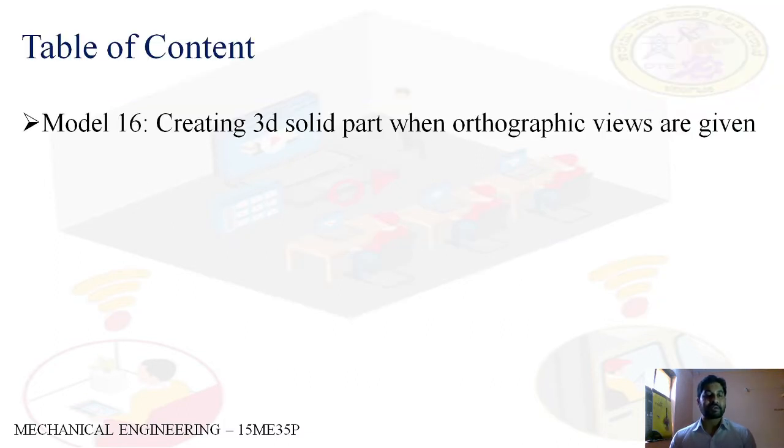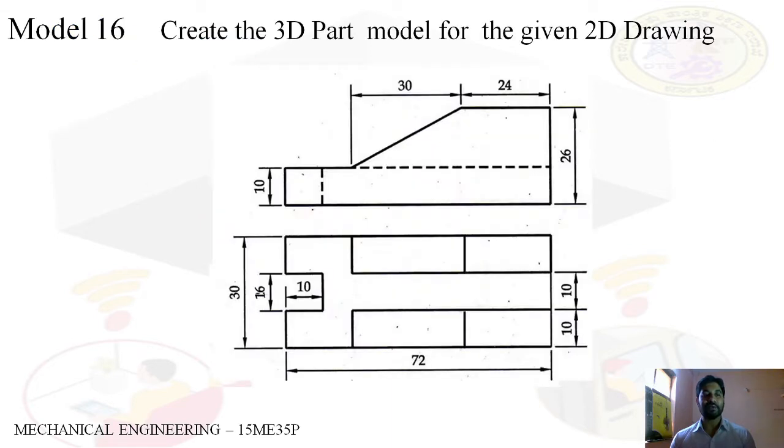So today we are discussing model number 16, which includes creating a three-dimensional solid part when the orthographic views are given. So here comes model 16: create a three-dimensional solid part for the given two-dimension drawing. You are given these two-dimension views, front and top view. Using these, you need to generate the three-dimensional solid part. So you have to observe all the dimensions carefully here. Let me explain this model step by step.